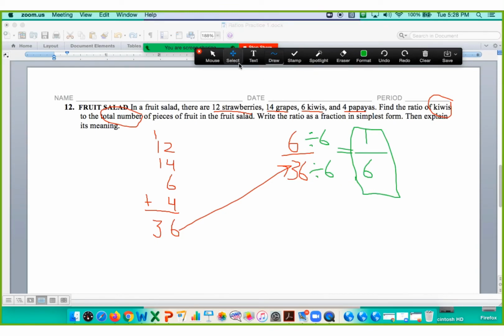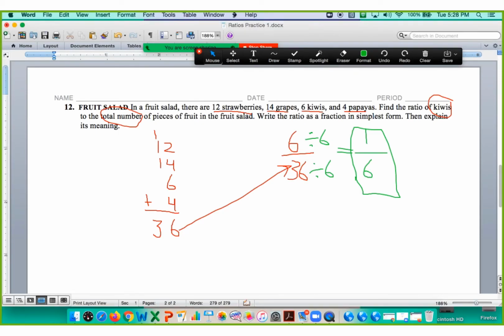So what does that mean? It means for every 6 pieces of fruit, 1 of them will be a kiwi. And you can write that in your own way if you want. All right, so let's give it a try here. I'll write it for you guys officially. So out of all the fruit, 1 will be a kiwi. There we go.